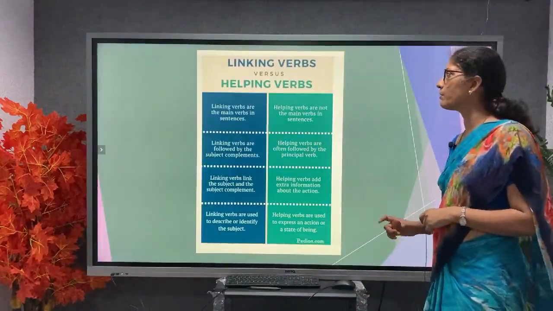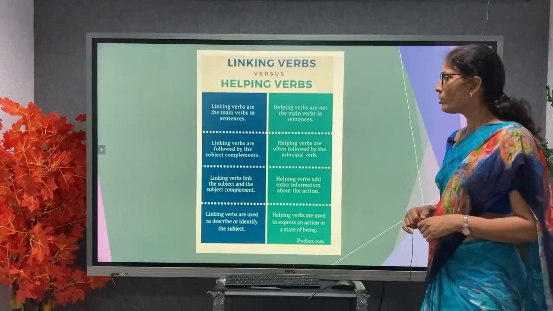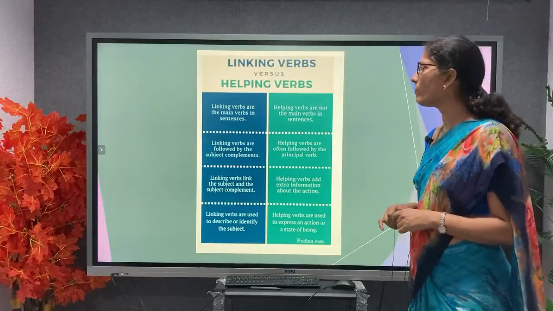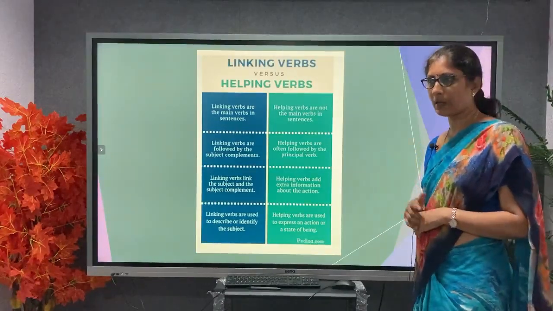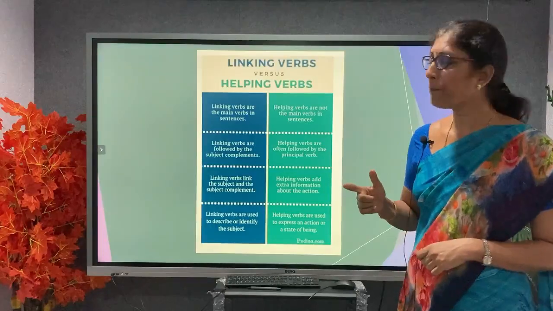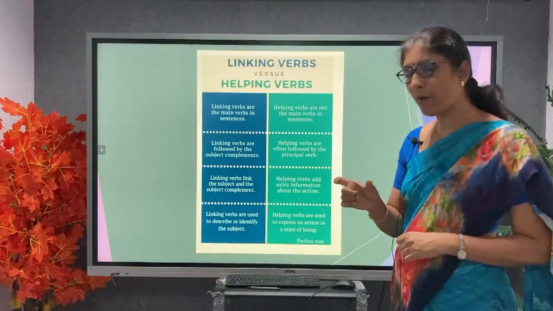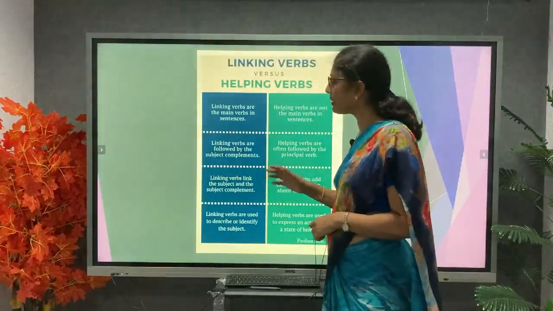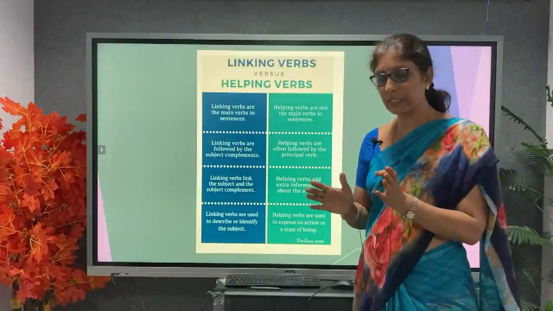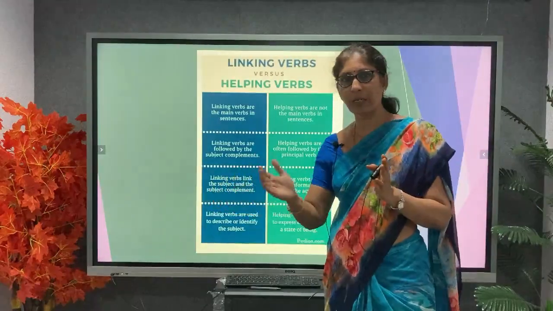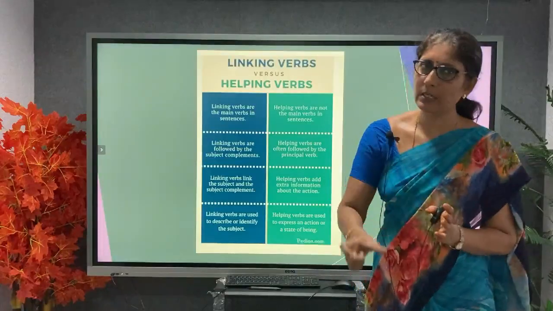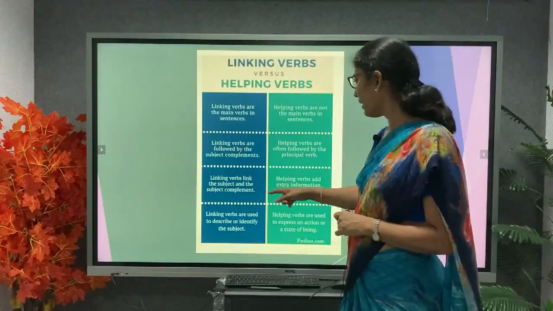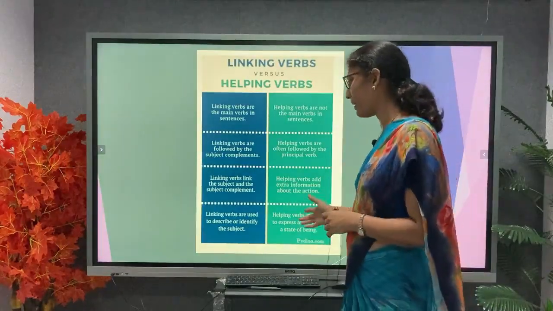Another one, linking verbs versus helping verbs. What's the role of a linking verb and what's the role of a helping verb? Linking verbs are the main verbs in sentences. She is a classical dancer. Here is is a linking verb and it is the main verb. There is no other main verb. Linking verbs are followed by subject complements. That means when a sentence is adding something to the subject, we use this linking verb. Linking verbs link the subject and the subject complement. Linking verbs are used to describe or identify the subject.